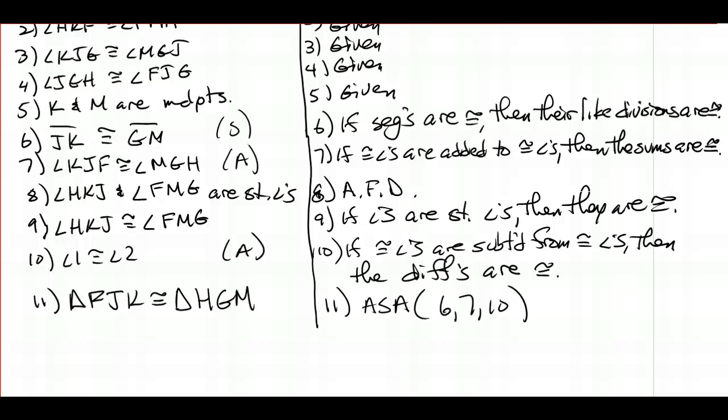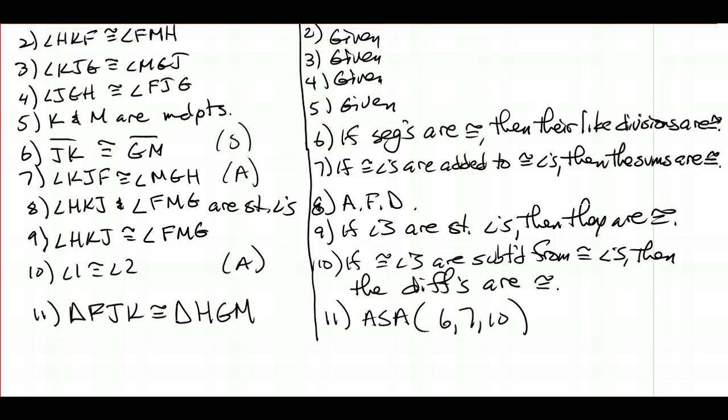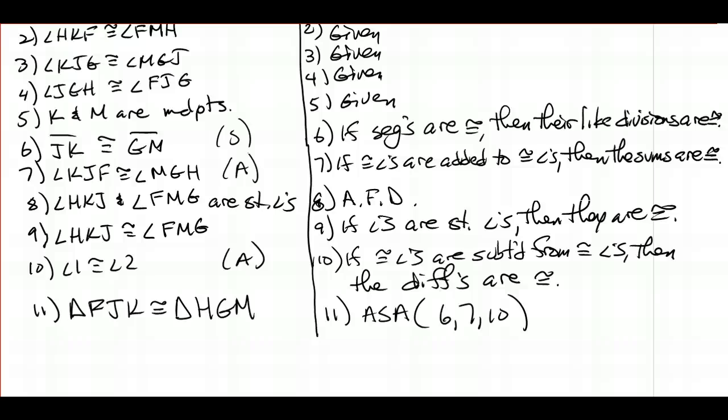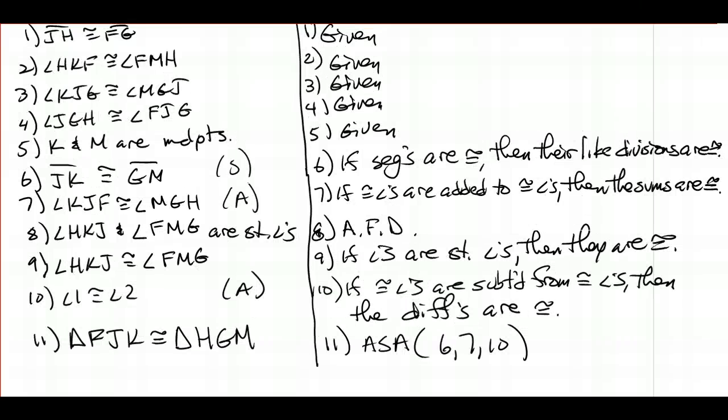I've got triangle FJK is congruent to triangle HGM by angle side angle, and the steps I used were 6, 7, and 10. So go ahead and pause the video and make any corrections you need to. Write down any questions. Make sure you ask me in class. Again, if you can't prove triangles are congruent, you're going to have a really hard time being successful in the class. So make sure you get any questions that you have answered right away. Make sure you use the class time appropriately and effectively to work on practice problems and get help. We'll see you soon.